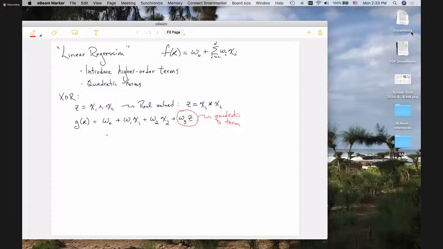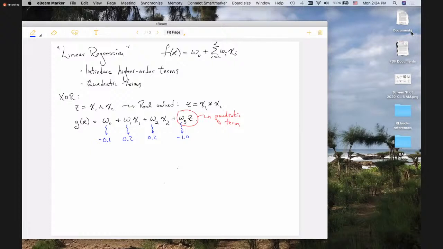W0 equal negative 0.1. Well, that didn't show up. Why didn't that show up? We'll let W1 equal 0.2, W2 equals 0.2, and W3 equal negative 1. Okay?